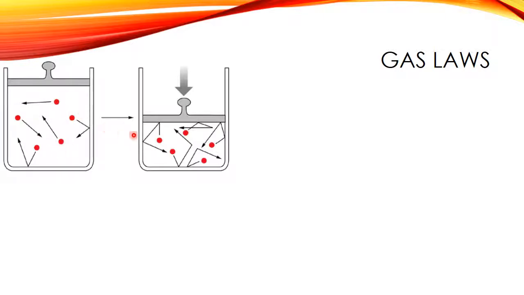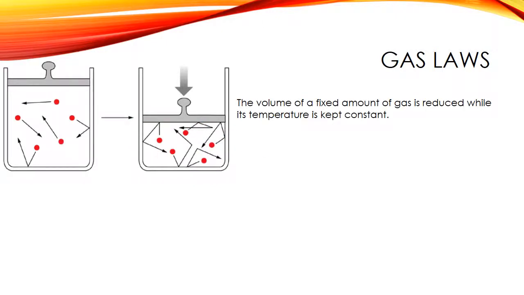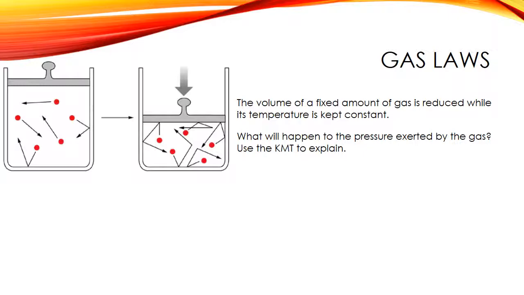The volume in that container is then reduced. We have some sort of piston here that is compressing, and so it's cutting the volume down. So my question is this. We have the volume of a fixed amount of gas reduced while its temperature is kept constant. So we're holding this gas at constant temperature in some manner. And the question is, what will happen to the pressure exerted by the gas? Use the kinetic molecular theory to explain.